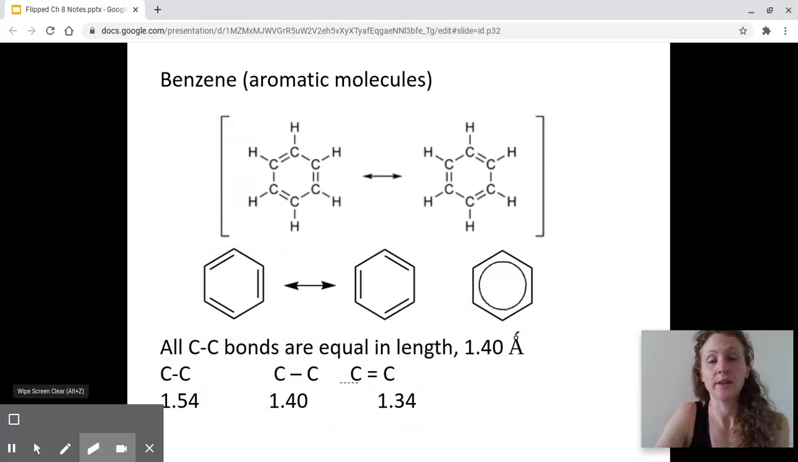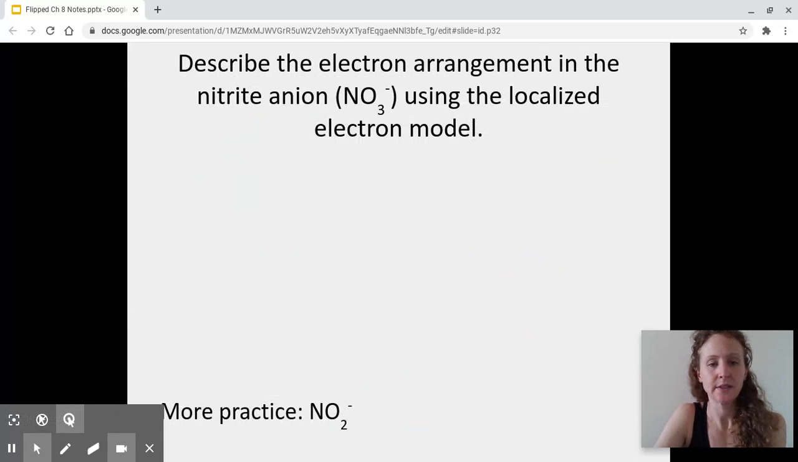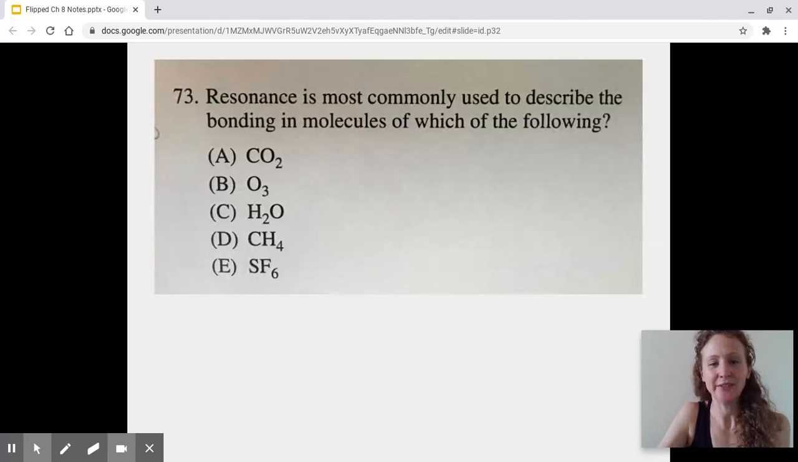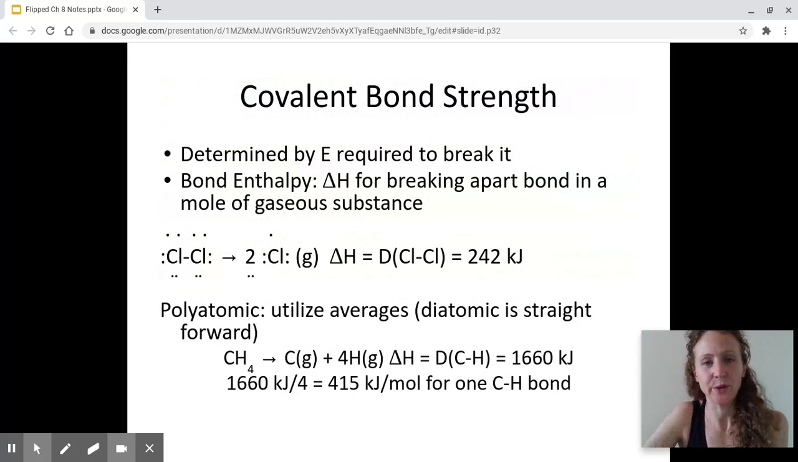You'll see a couple more in the problems of your book. We'll talk about one together. We'll do this one live. And then here's a practice multiple choice. We'll do this one live also.